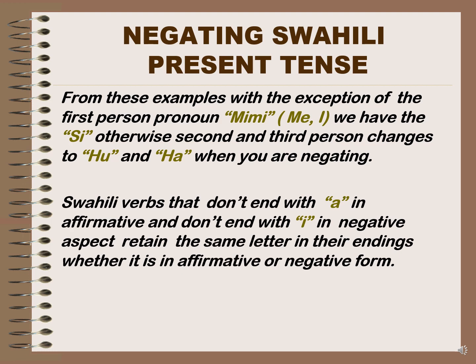And Swahili verbs that don't end with A in the affirmative and don't end with I in the negative retain the same letter in their endings, whether in affirmative or negative form. So here we see negating Swahili present tense. For verbs that change from A to E or A to I, only the first person pronoun mimi changes to si, but the second and third change to hu or ha. For example, halali, mimi siendi. Swahili verbs that don't end with A or I, whether negative or affirmative, don't change. They have the same letter in their endings.